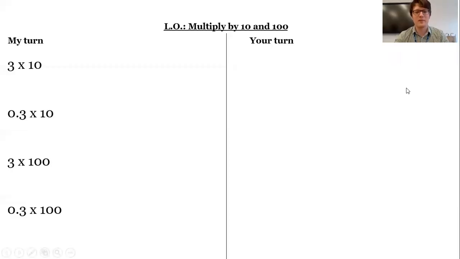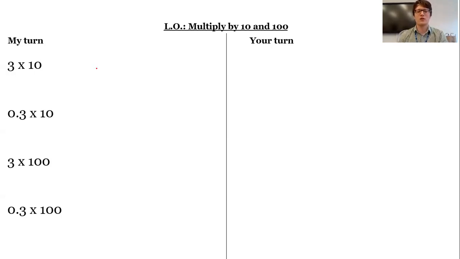Okay, today we're looking at multiplying by 10 and 100. Now, it's really important that we understand what is going on when we multiply by 10 and 100. It's not just a question of adding a 0 or 2 zeros at the end of a number. And we're going to see why, because I've included some decimal calculations as well.